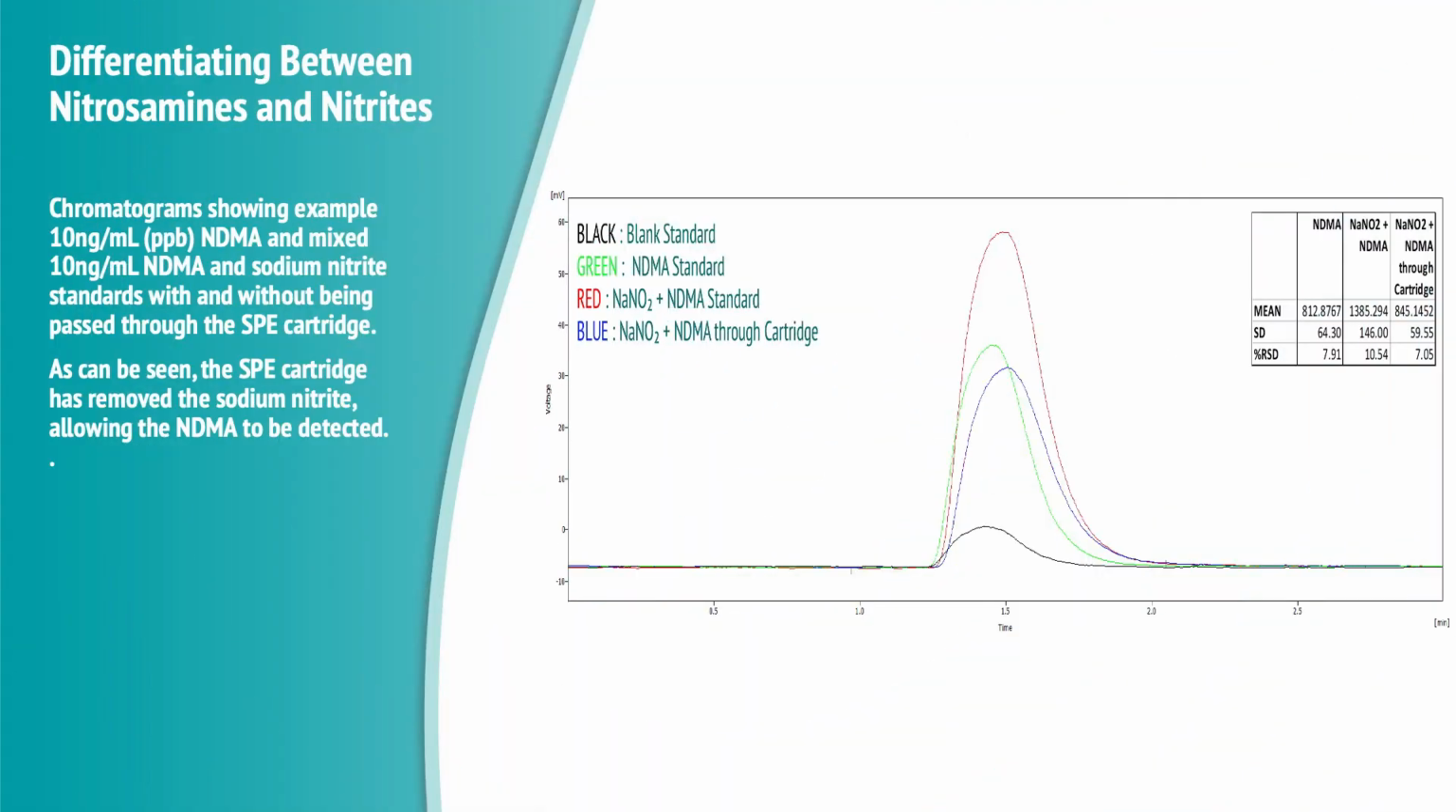A mixture of NDMA and sodium nitrite gives the largest response. NDMA standard on its own, NDMA plus sodium nitrite passing through the cartridge, and once again the blank. So as can be seen here, we are able to remove the nitrite from a mixture of NDMA and sodium nitrite.